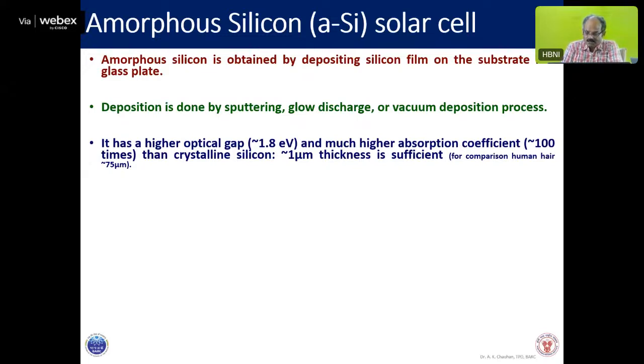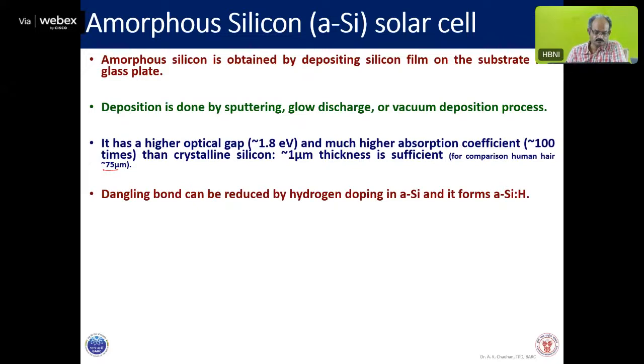One micron thickness is sufficient. How much is 1 micron? You can see our hair is approximately 75 microns. So the required thickness is nearly 100 times less than the thickness of our hair. You require only that much thick layer to absorb.